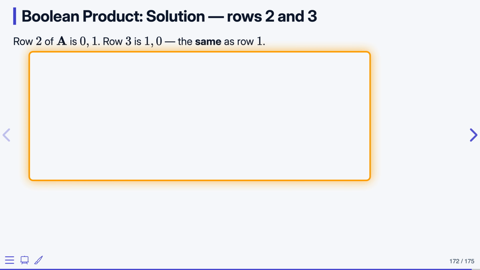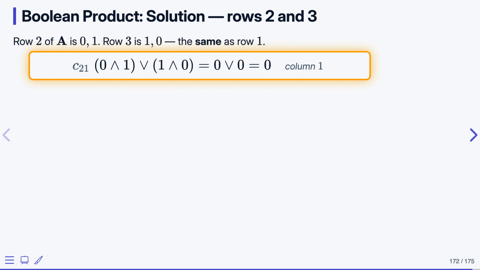Now row 2 of A, which is 0, 1. Entry C2,1. Column 1 of B is 1, 0. We form 0 and 1, joined with 1 and 0. Both pieces are 0, and 0 or 0 is 0. So C2,1 is 0.